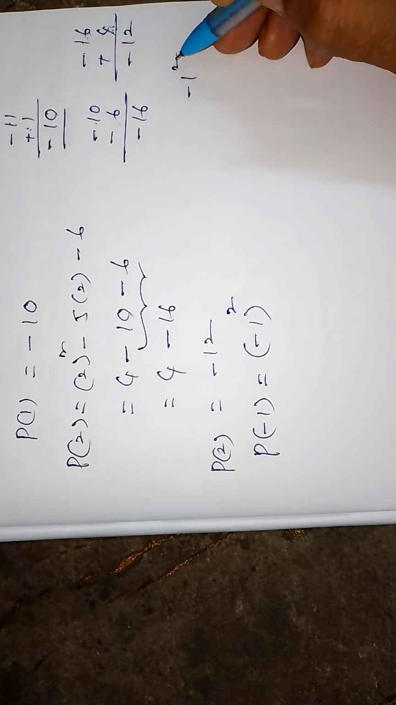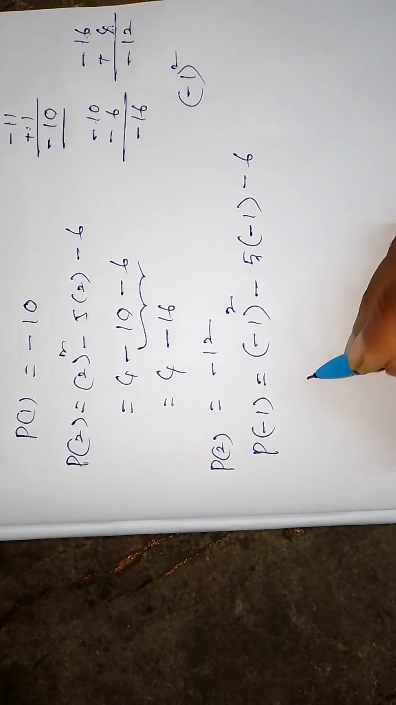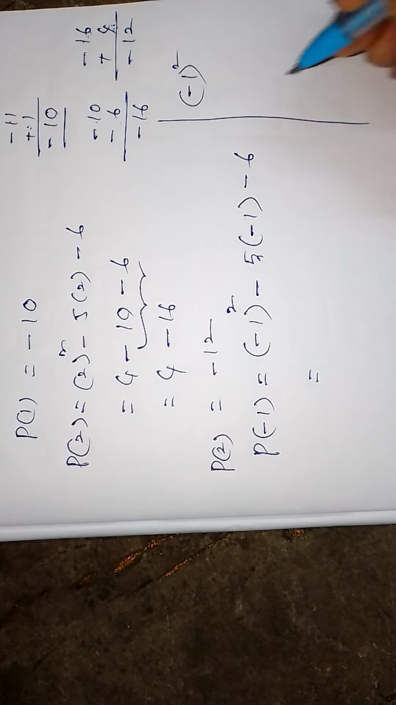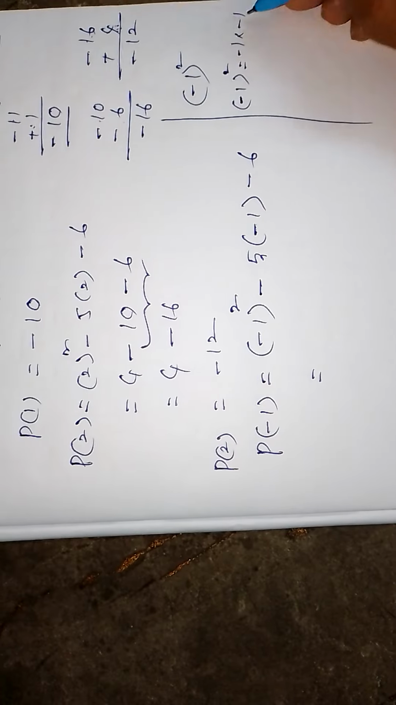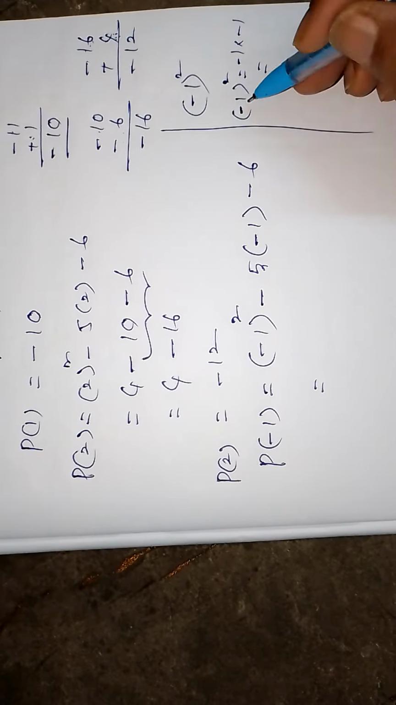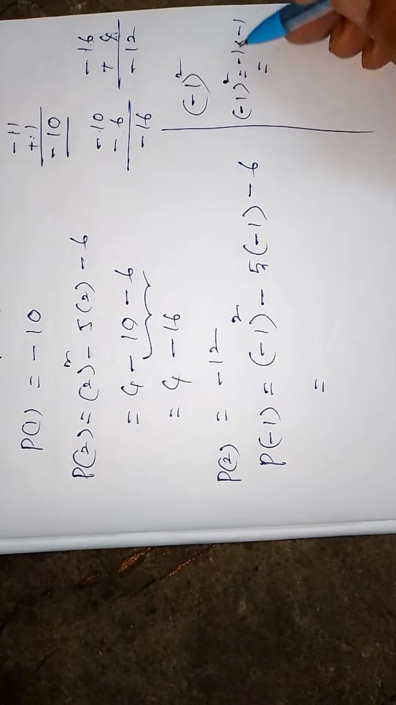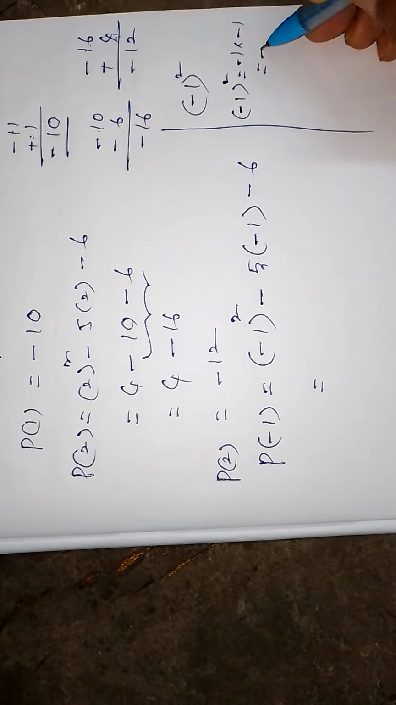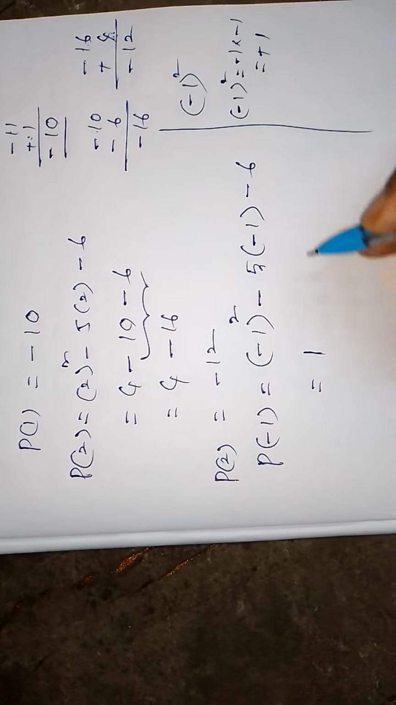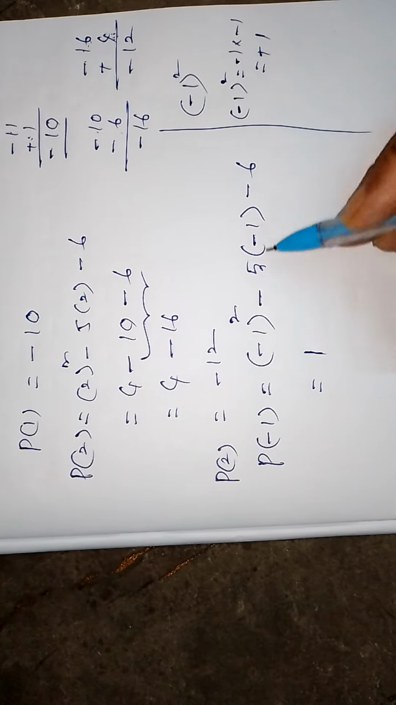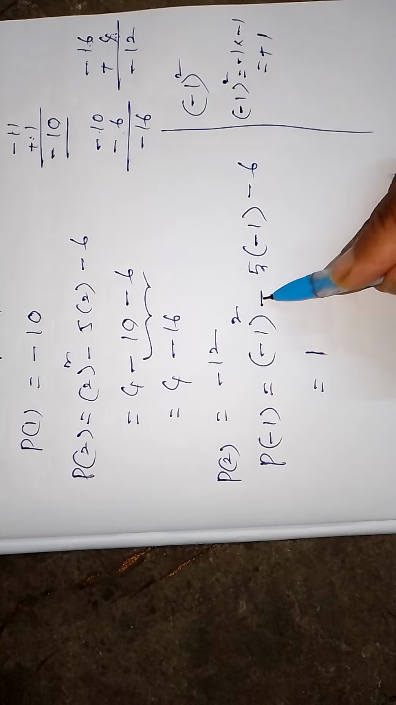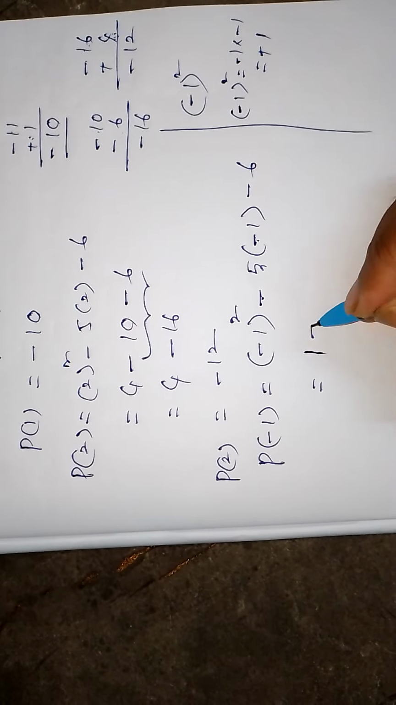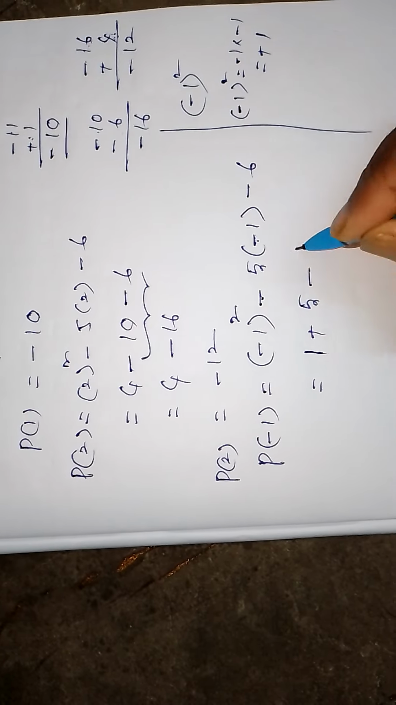Minus 1 whole square minus 5 into minus 1 minus 6. Minus 1 whole square is nothing but minus 1 into minus 1. We should multiply the base as many times as the power. Minus into minus is plus, 1 ones are 1. For this term, there is no power, so directly we can multiply it. Bracket is nothing but multiplication. Minus 5 into minus 1: minus into minus is plus, 5 ones are 5. Then minus 6.